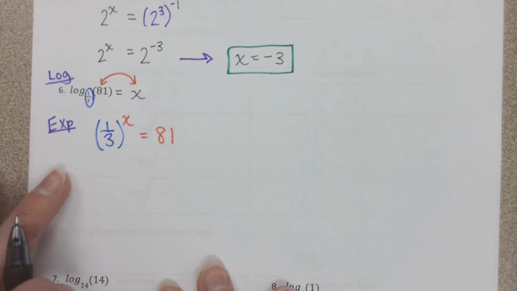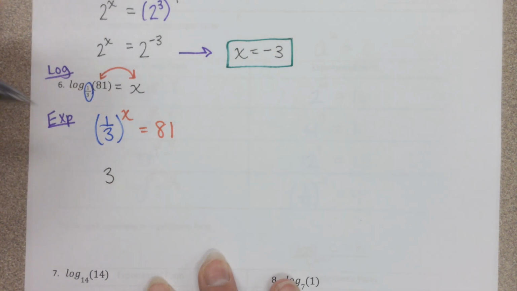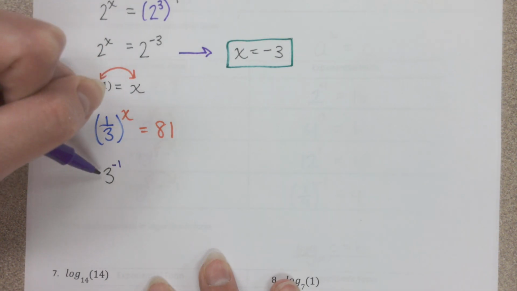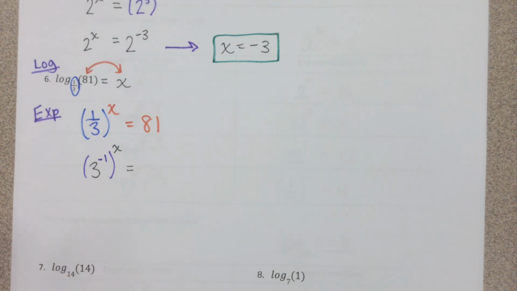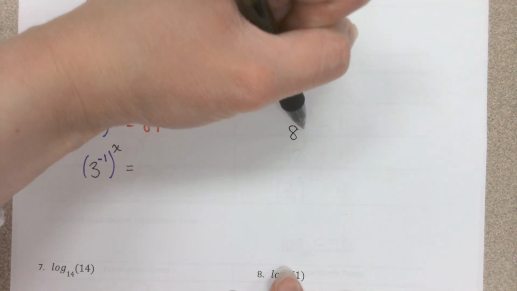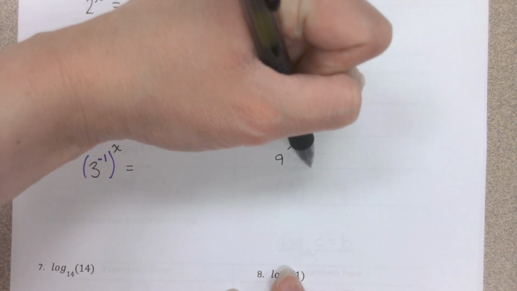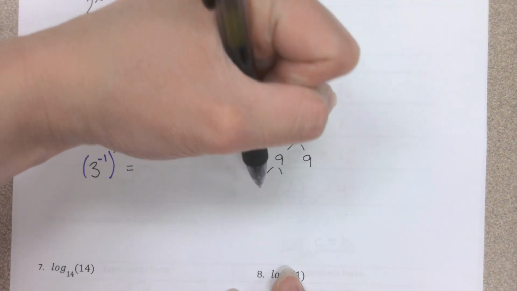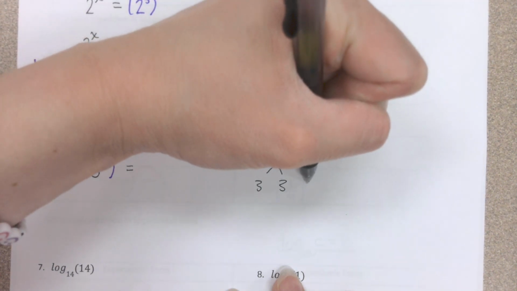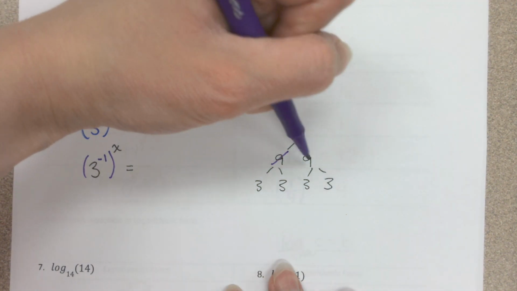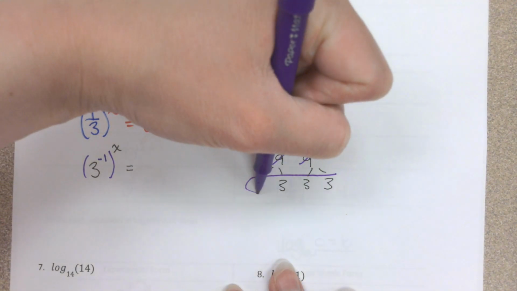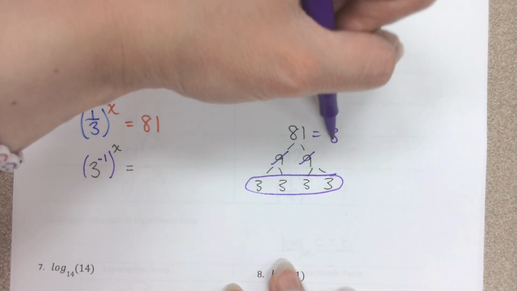Let's fix the fraction first. We'll change it to 3 to the negative first. And then I already had an exponent, so I'm going to use parentheses to separate them first. Equals 81, we can already see is going to be an issue, so let's break that down. 81 is 9 times 9. Breaking down the 9 into 3 and 3. I'm done with the 9s. 81 is actually just 3 to the 4th.